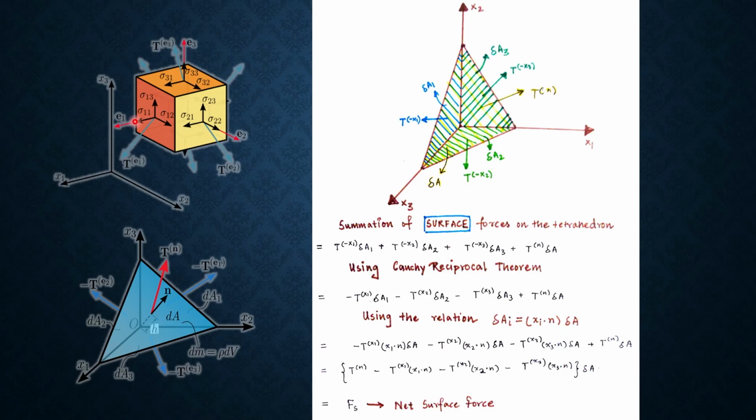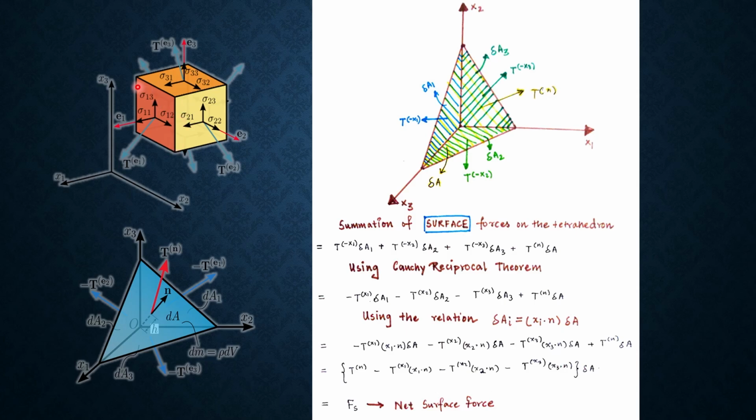Sigma 11 is the stress acting on the face perpendicular to the one direction, along the one direction. Sigma 12 is the stress acting on the face perpendicular to the one direction, along the two direction, and similarly the other terms mean the same way.